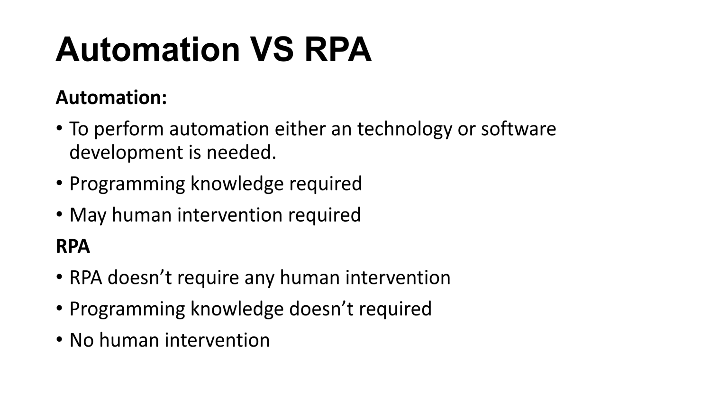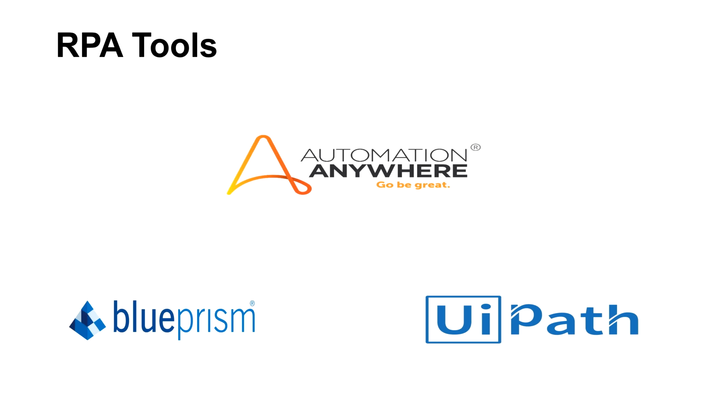So let's see the RPA tools, guys. These three are the world famous tools which are used worldwide: Automation Anywhere, Blue Prism, and UiPath. These three are the tools, guys. Among these three, Automation Anywhere and Blue Prism are highly costly. I mean, these two are actually used by organizations.